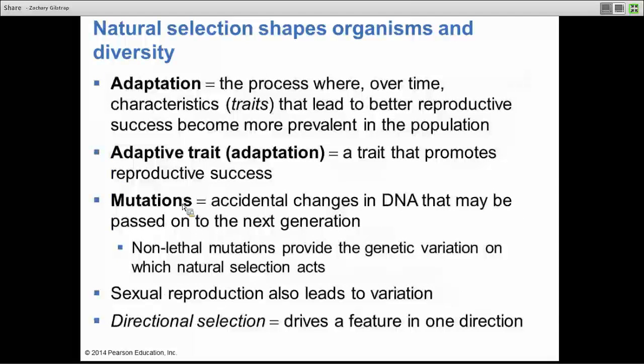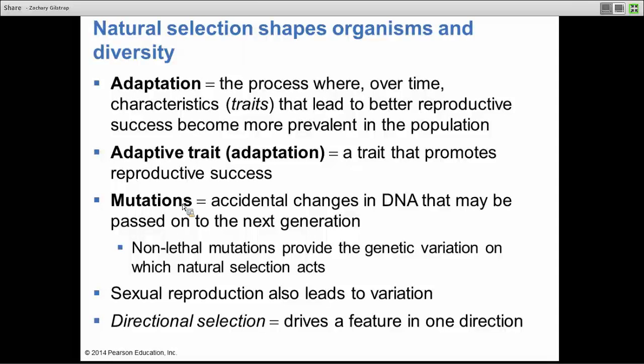From one generation to another through time, characteristics or traits that lead to better and better reproductive successes in a given environment will evolve in the population. This is termed adaptation, and a trait that promotes success is also called an adaptation or an adaptive trait. Accidental changes in DNA called mutations give rise to variation among individuals. Genetic variation is also generated as organisms mix their genetic material through recombination during sexual reproduction.